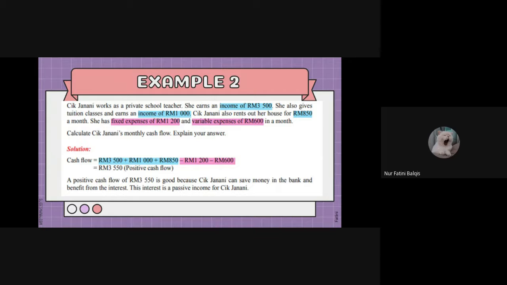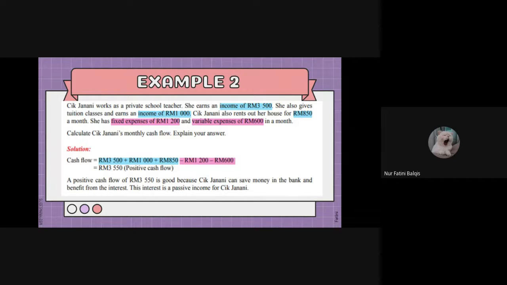Okay, so I will explain example 2. You guys can refer to textbook page 276, example 3. The question is, Cik Janani worked as a private school teacher. She earned an income of 3,500 ringgit. She also gives tuition classes and earned an income of 1,000 ringgit. Cik Janani also rents out her house for 850 ringgit a month. She has fixed expenses of 1,200 and variable expenses of 600 in a month. Calculate Cik Janani's monthly cash flow.